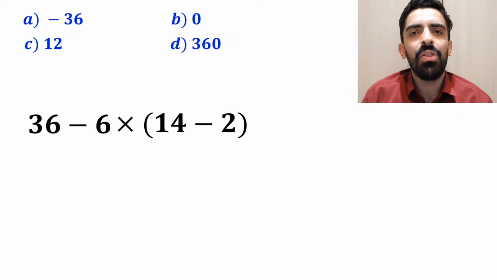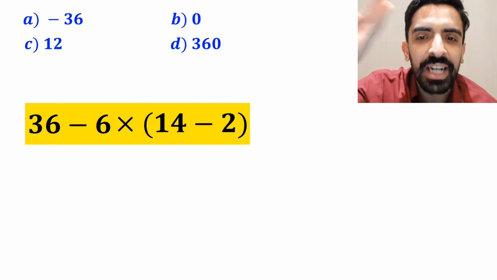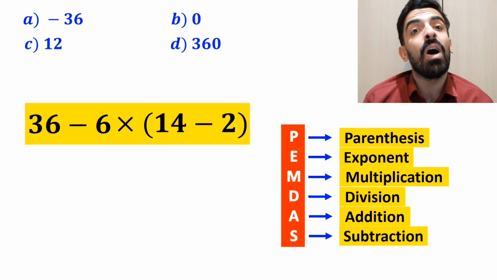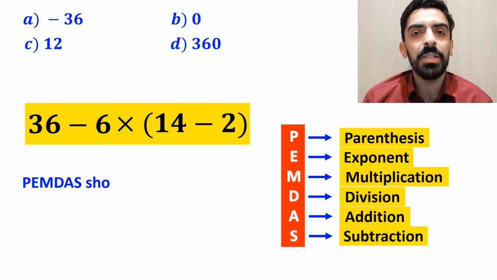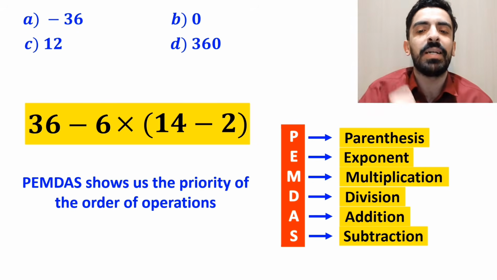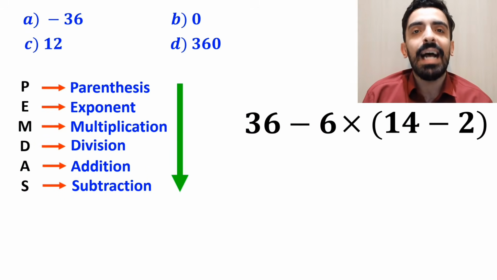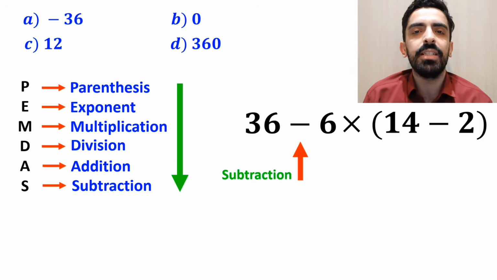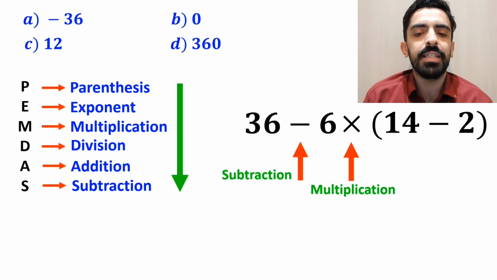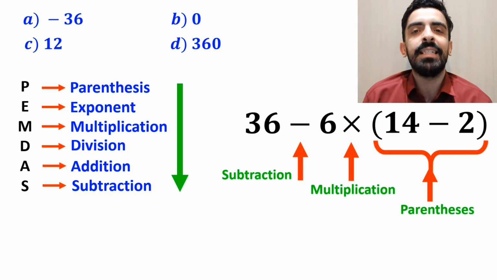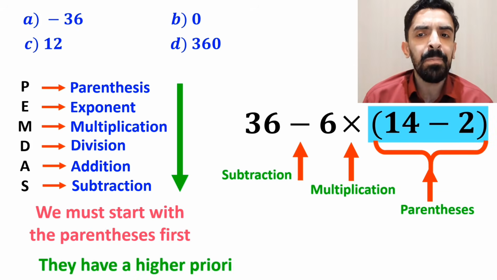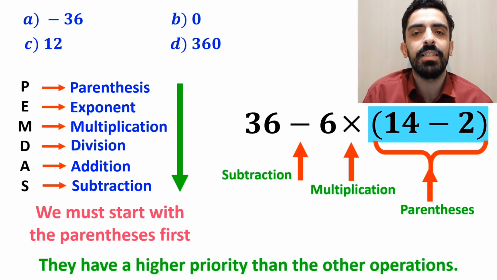Alright, now let me walk you through step by step how to solve this expression correctly. To solve this question, we must follow a rule that is called PEMDAS. PEMDAS shows us the priority of the order of operations. Okay, as you can see in the image, in this expression, first we have a subtraction sign, then a multiplication sign, and finally parentheses. We must start with the parentheses because they have a higher priority than the other operations.